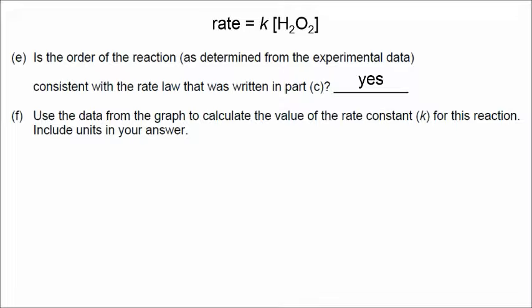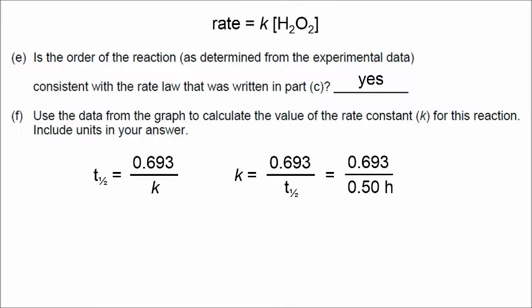So now we're going to calculate the value of K. If the half-life is known, then we can rearrange the equation and just solve for the value of K. 0.693 divided by the half-life, which in this case is 0.5 hours. We have units of inverse hours, and we have a value of 1.39. So K equals 1.39 hours to the negative 1.